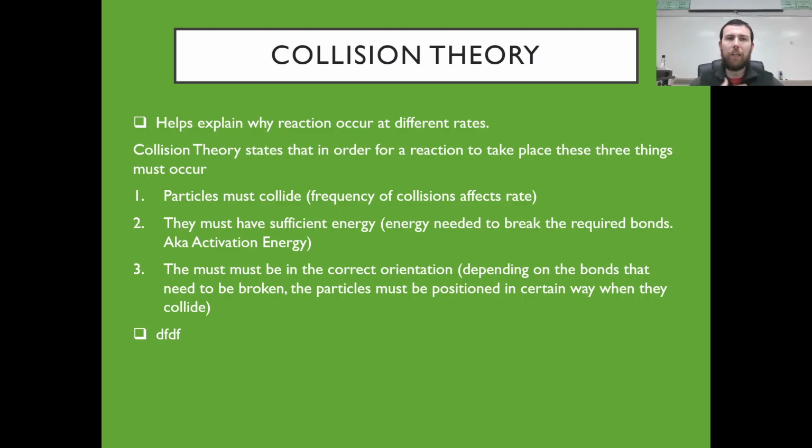And so for us, collision theory states three things have to happen in order for a reaction to take place, right? If one of these things is missing, a reaction cannot take place, right? And so the first thing that we notice is that the particles must collide, right? In order for a reaction to take place, the particles that are reacting have to collide with each other, okay? And so ultimately that's going to boil down into the frequency of the collisions is going to influence the rate.